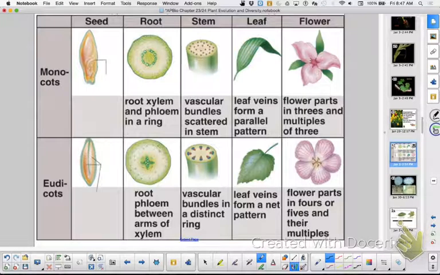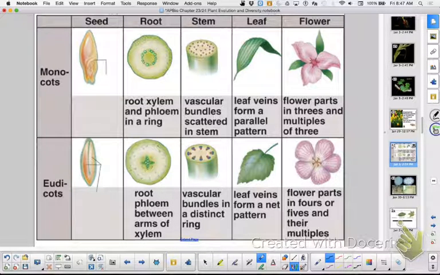Okay, and then here are what they're divided into, monocots and eudicots. And you can look at root, stem, leaf, flower. You can actually look at the seed itself and how many openings there are. And I would like blue to be the monocot, and I would like slate to be the eudicot, and role play, ping pong back and forth for these different structures.